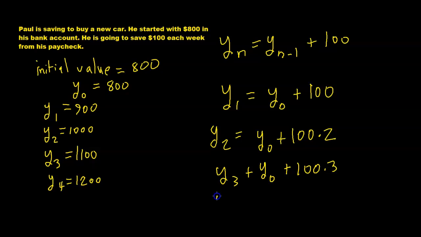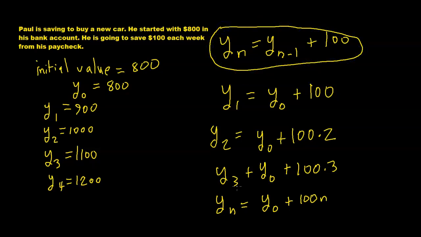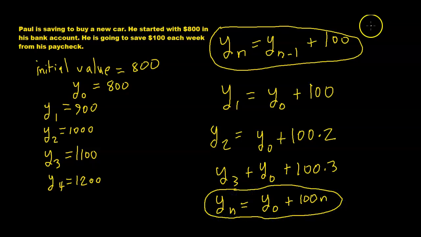Or if we wanted to find any value of n, we would take yn equals the initial value, y0, plus the common difference times n. And the two formulas here really describe the same thing. They're just written in different ways, right? We do call this our recursive function, and this is just a different way to write the same thing, right?